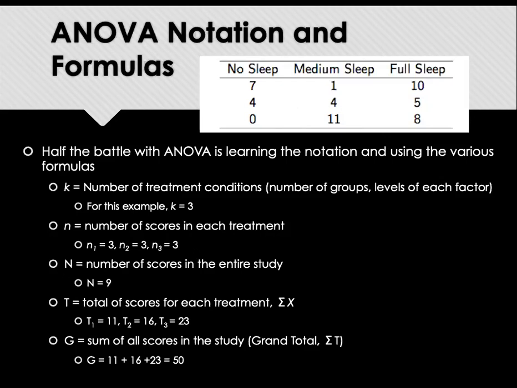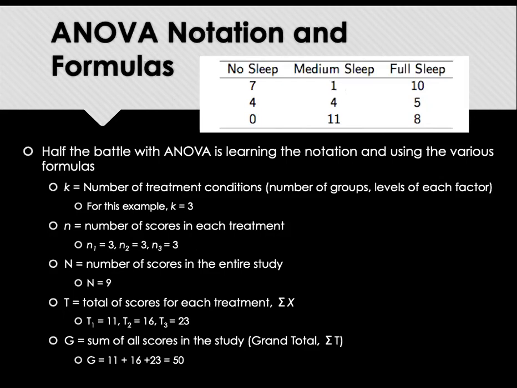Uppercase N is equal to the number of scores in the entire study. So uppercase N should equal all the little n's added up, right? So 1, 2, 3, 4, 5, 6, 7, 8, 9. In this example, uppercase N, big N, equals 9.